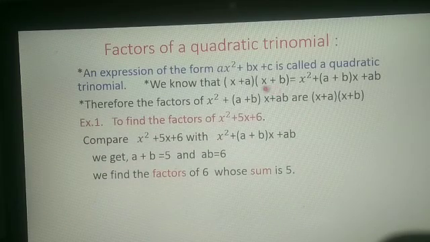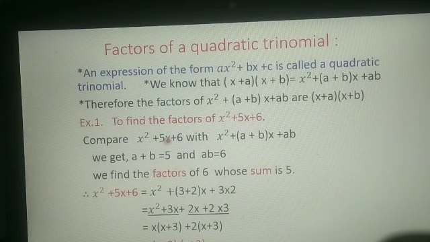So let us see one example based on this formula. Find the factors of x square plus 5x plus 6. How will we compare this x square plus 5x plus 6 with this formula, x square plus a plus b into x plus ab? Here a plus b means 5 and ab means 6. So find the factors of 6 whose sum is 5, because this third term is the product one, and for this 6 we have to take such factors whose sum is 5. Sum we have to take for the middle term and product we have to take as the last term.